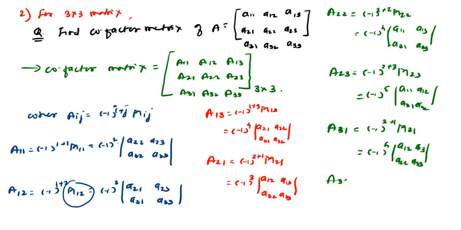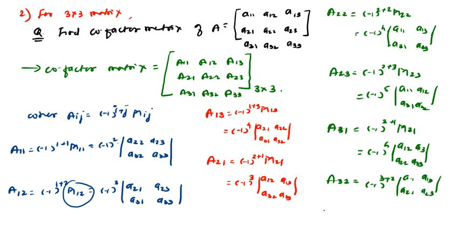Similarly, we can find element A32, which will be minus 1 raised to 3 plus 2 into the determinant where that element A32 is present. So hide the column and the row of that corresponding element. So what remains? A11, A21, then A13 and A23.